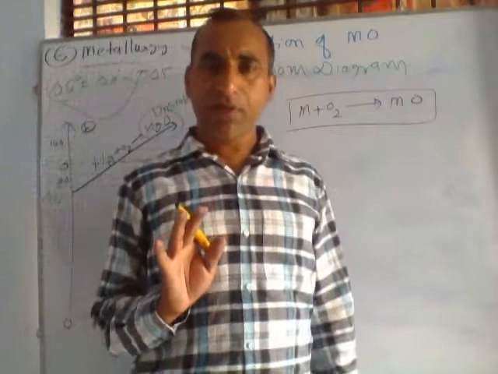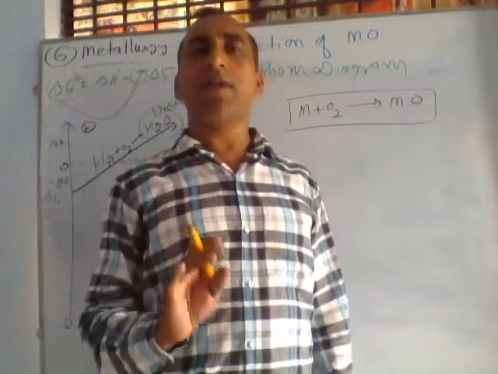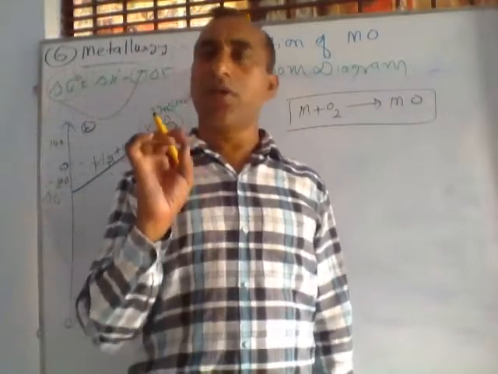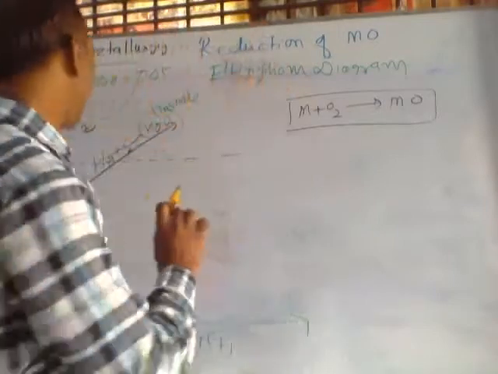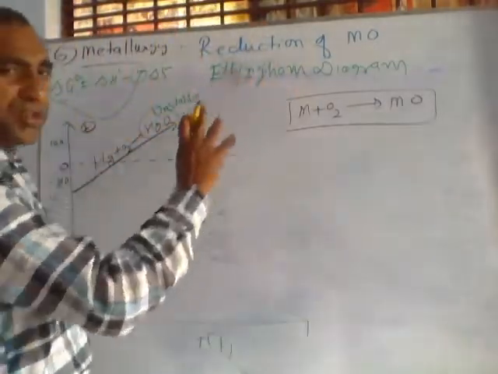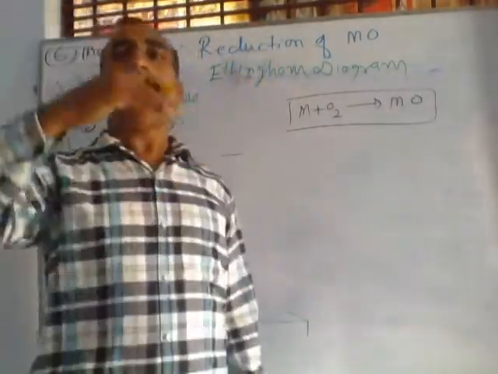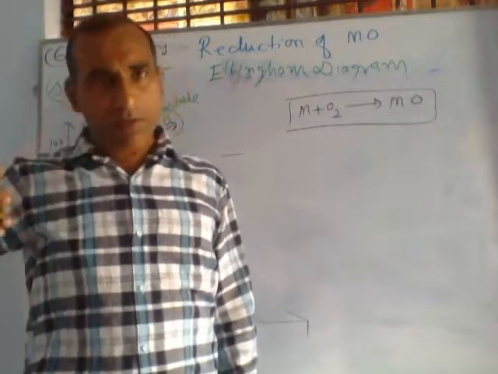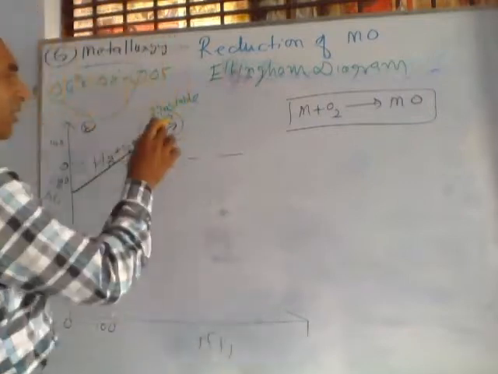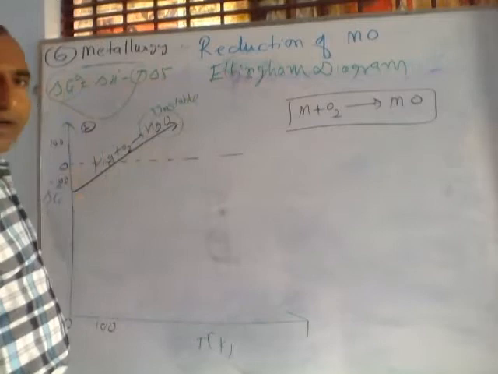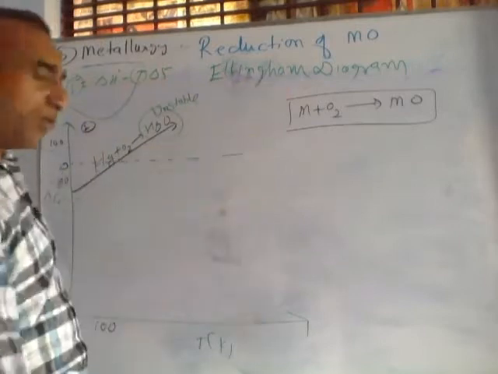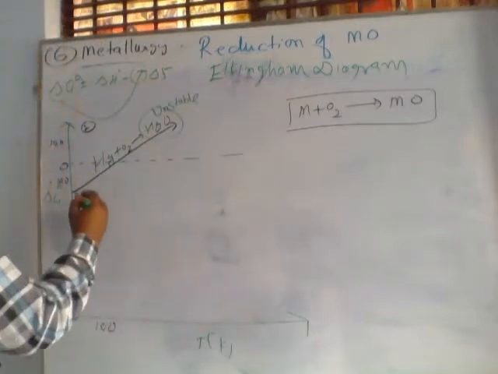You got the meaning? For some metals, like silver, gold, mercury, the curve crosses the 0 line. Crossing the 0 line means above the 0 the reaction becomes reverse, meaning the oxide is converted into metal. Below the 0 the reaction becomes forward. Now the second point.